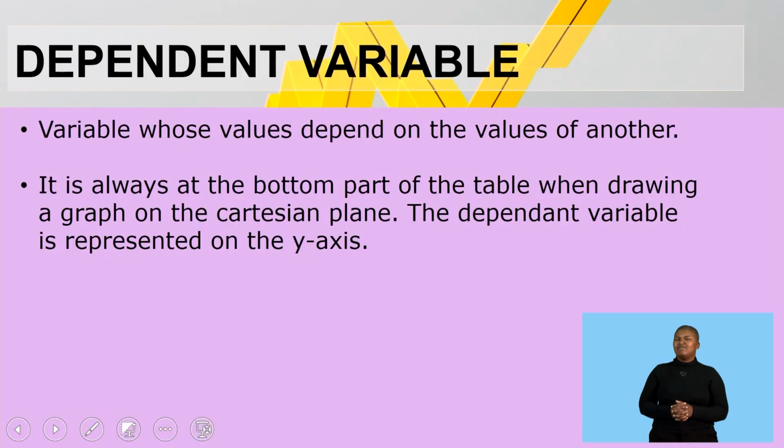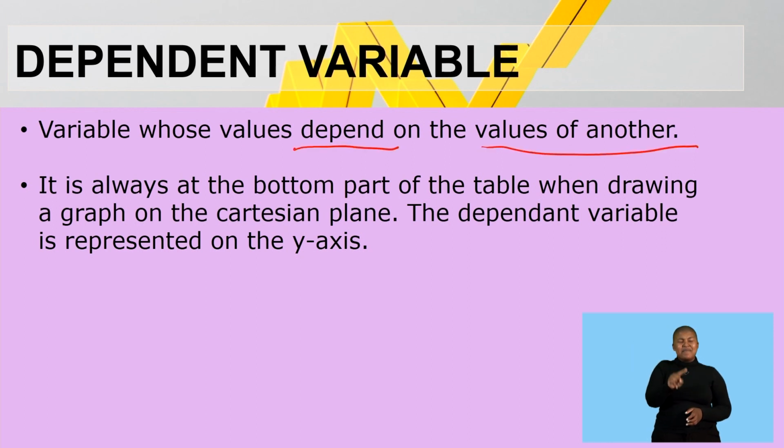Now we are going to look at variables, starting with the dependent variable. What is a dependent variable? A variable whose values depend on values of another. It is always the bottom part of the table when drawing a graph on the plane, and the dependent variable is represented on the y-axis.